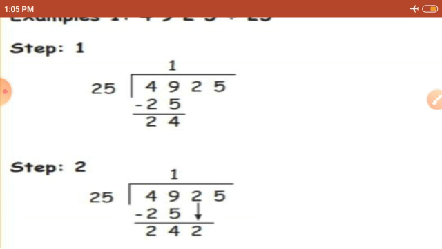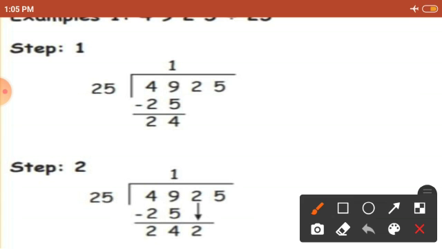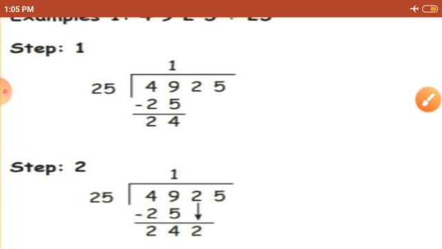So 25 times 1 is what? 25. Next you have to subtract this. So 9 minus 5 you will get 4. And 4 minus 2 you will get what? 2. So now you have what? 24. After that, you have to take the next number, that is step 2. So, what is the next number here? It is 2. So, when you take this 2, this number will become what? 242.